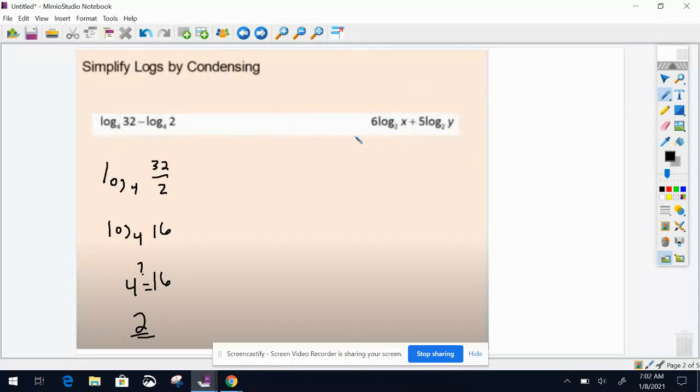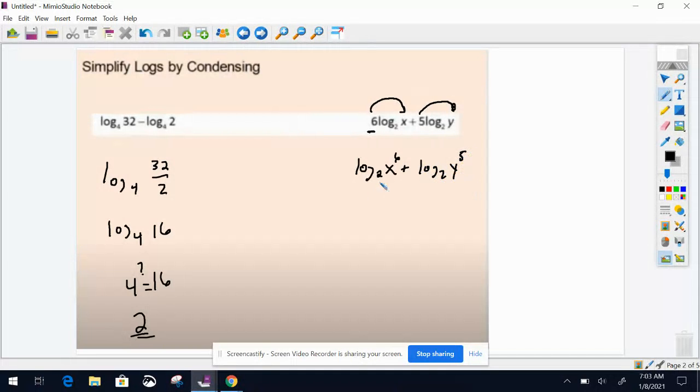This problem here, we're going to have a couple of things. You see the plus sign, and we'll do this in 2 steps. If you see a number out in front, that means automatically that it is an exponent. So we're going to move that from the front onto the exponent. So this would be log base 2 of x to the 6th plus log base 2 of y to the 5th.